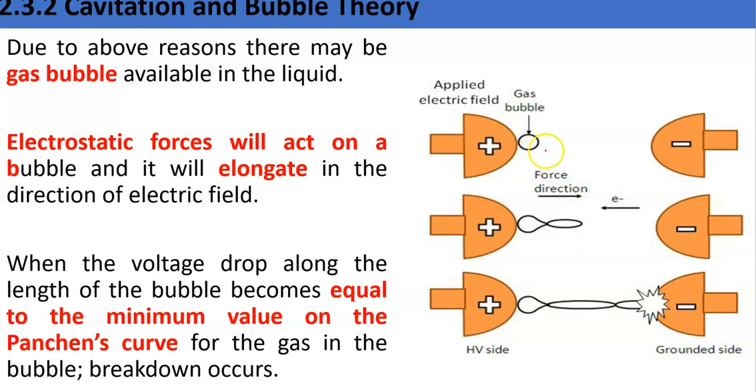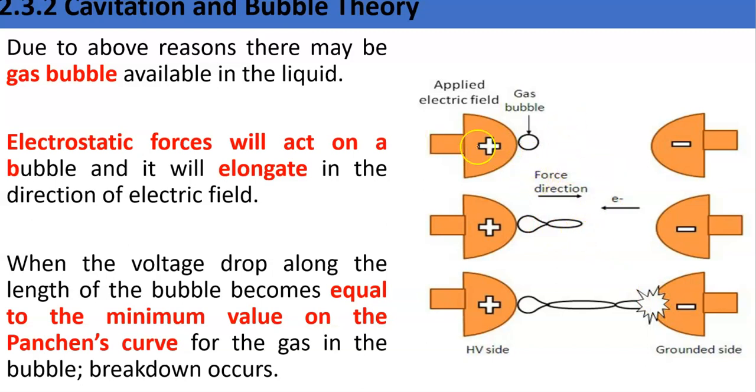Now suppose a gas bubble has entered, like in suspended particle theory. Now again the force is very high between the two electrodes, and as the force is very high, what will happen to this gas bubble? The word used in the theory is that the bubble elongates. See, the bubble elongates, and it bridges the gap. So what is the meaning of this, that the bubble elongates?